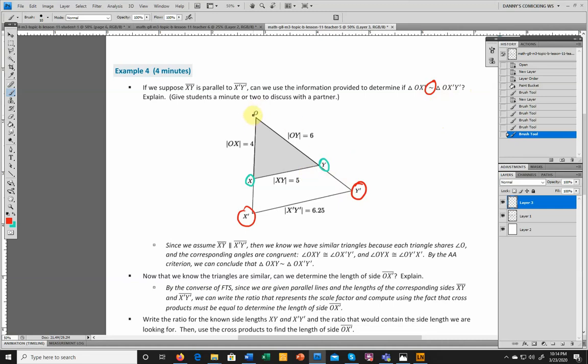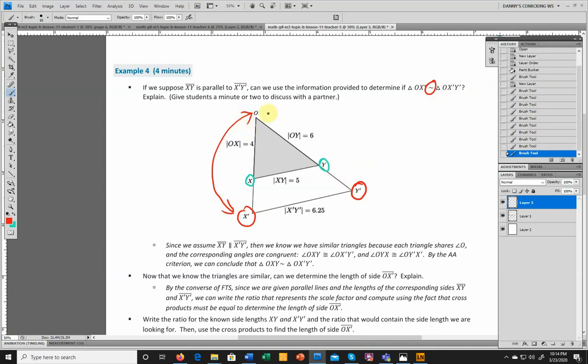So here's OX prime and OY prime. So these angles. Since we assume XY is parallel to X prime Y prime, that is the symbol for parallel. So that symbol means parallel, in math anyway. It looks like a little pause symbol almost.